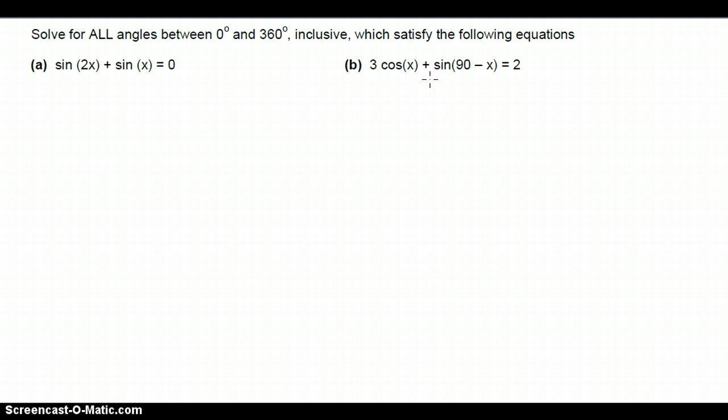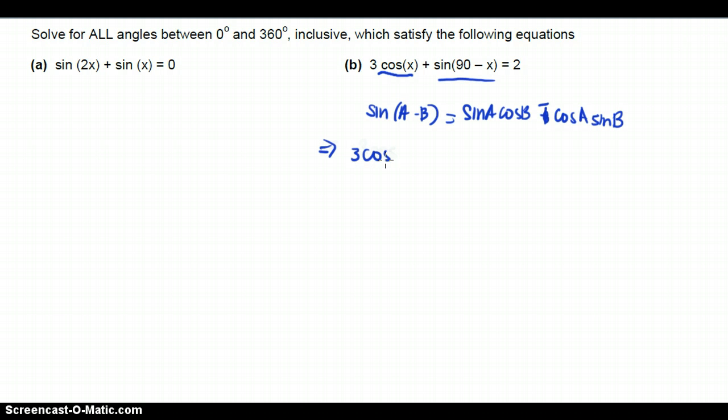Same idea. You have to simplify or check if you can simplify any of the expressions. Cosine x is in basic form, while sine of 90 minus x is in the form of a difference of two angles. Therefore, I can use the identity sine of a minus b, which is sine a cosine b minus cosine a sine b, to simplify sine of 90 minus x. Using the identity, I can make 3 cosine x plus sine of 90 minus x into 3 cosine x plus sine 90 cosine x minus cosine 90 sine x equal to 2.